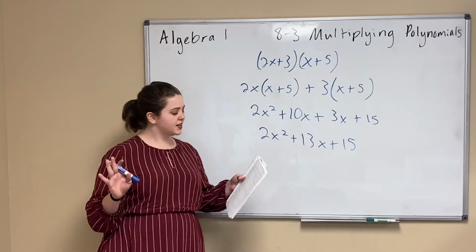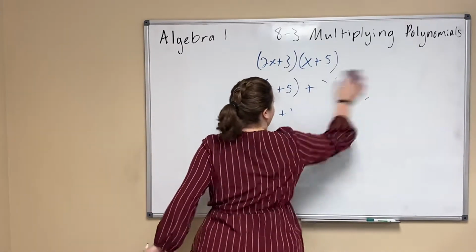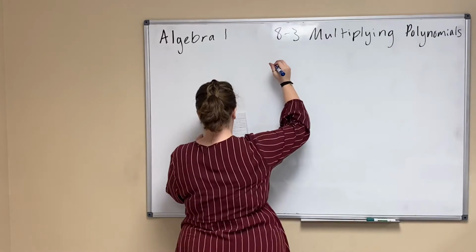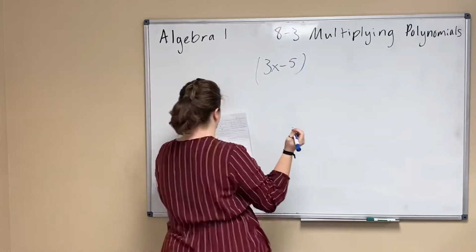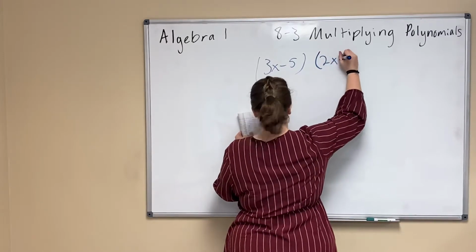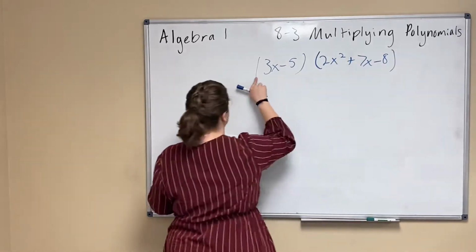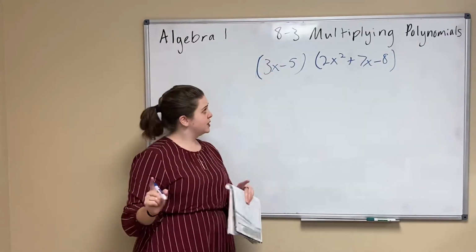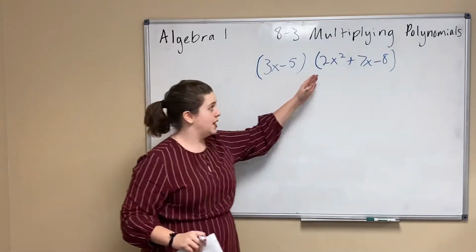Let's try it again with a slightly bigger polynomial instead of just a binomial. Okay, this time we're going to do 3x minus 5, well, this one is a binomial, but we're going to multiply this binomial times 2x squared plus 7x minus 8. So we're going to do a binomial times a trinomial this time. It's even bigger. We're going to rewrite it the same way we did before, making sure that we multiply each one of these terms by each one of these.